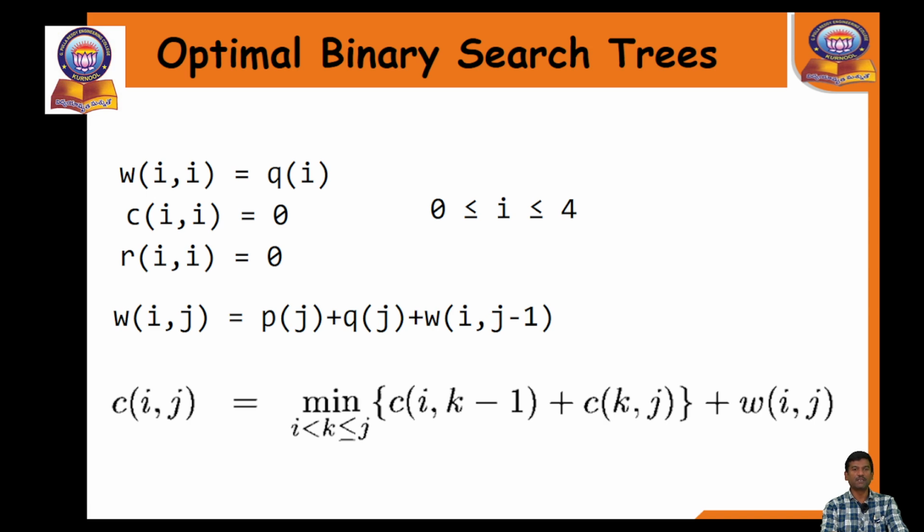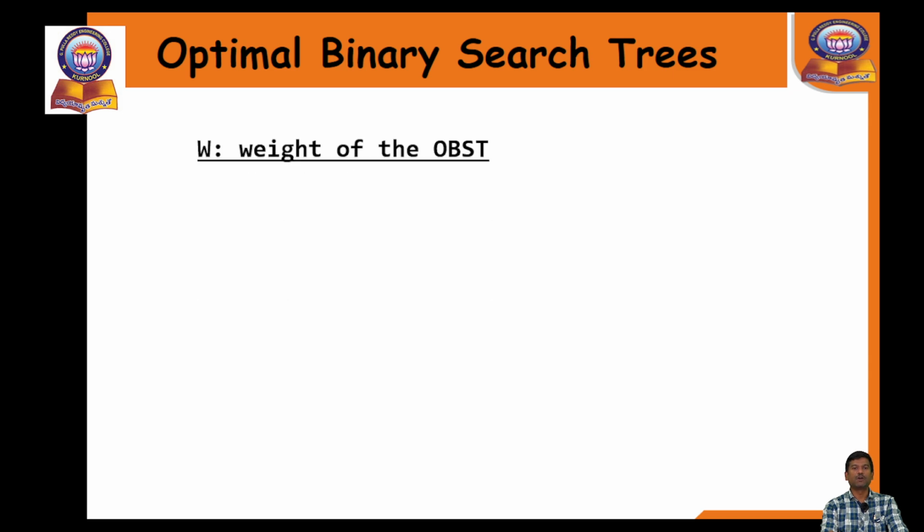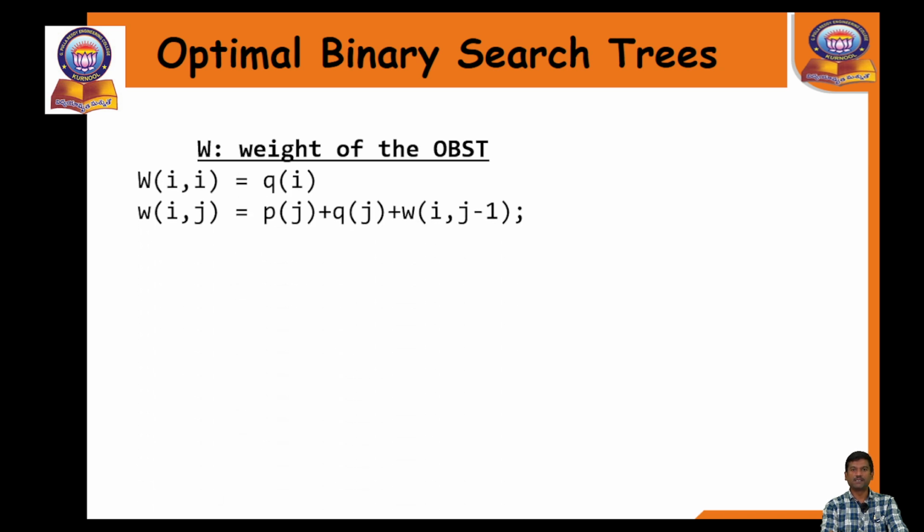These are the initial conditions or initial statements which are used to find the optimal binary search tree. That is, W of I comma I is given as Q of I, where J value is equal to I. But when I is not equal to J, then in such cases it is given by W of I comma J as P of J plus Q of J plus W of I comma J minus 1. This is related to the weight.